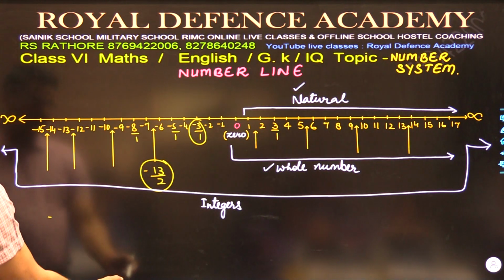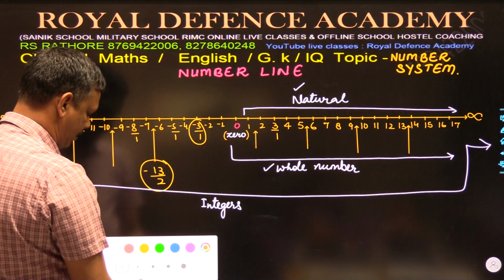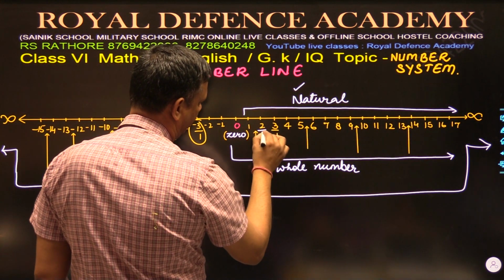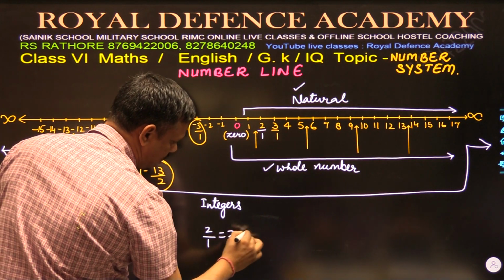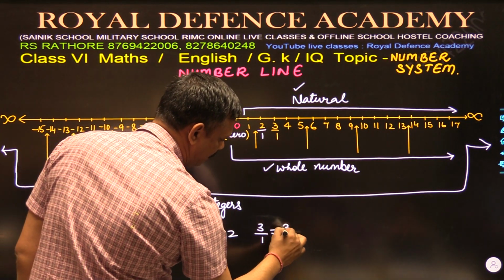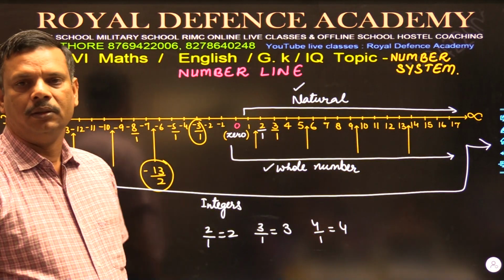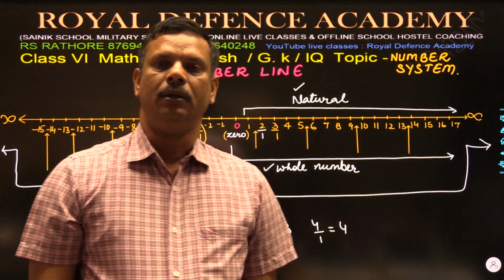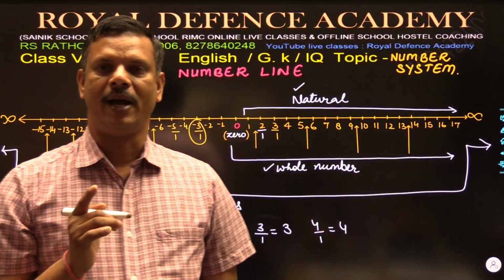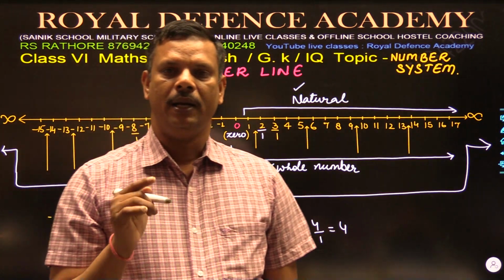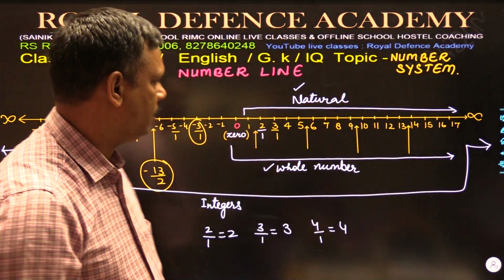Now we have fractional numbers like 13 upon 2, or every number has 1 as a denominator. Just like 2 upon 1 equals 2, 3 upon 1 equals 3, 4 upon 1 equals 4. That means the denominator of any natural number or integer is always 1. When we divide a natural number, whole number or integer by 1, then the result remains the same.